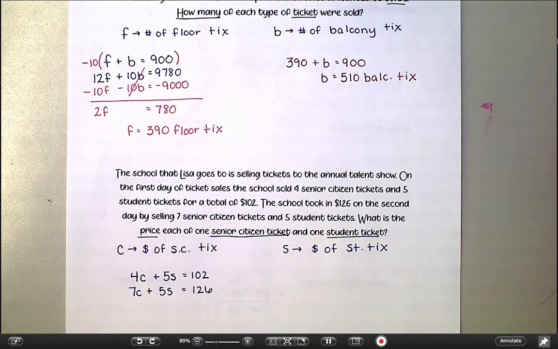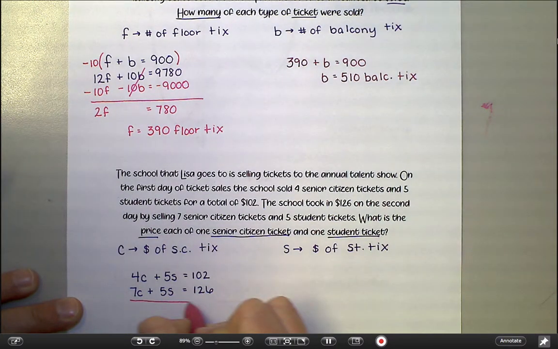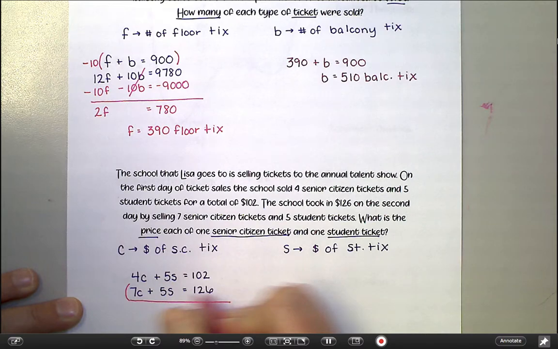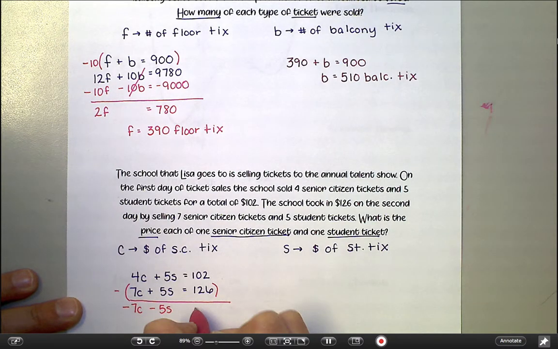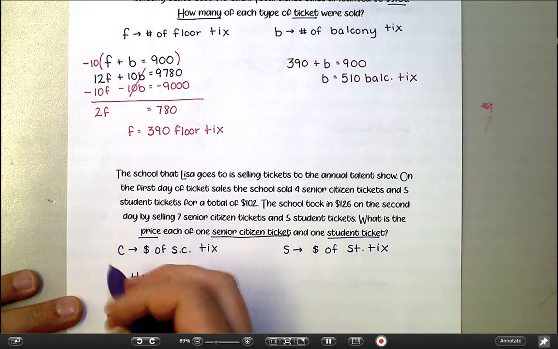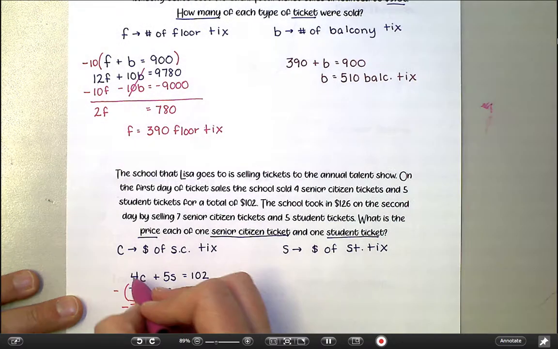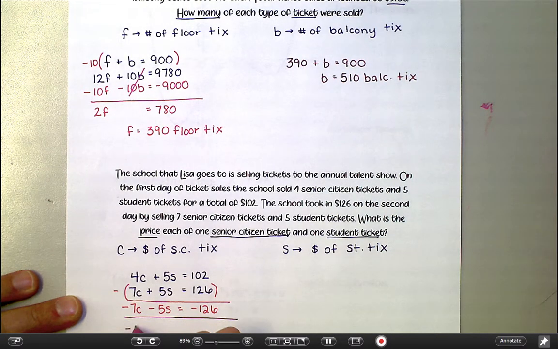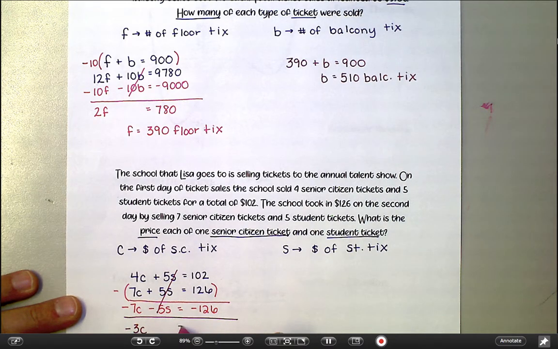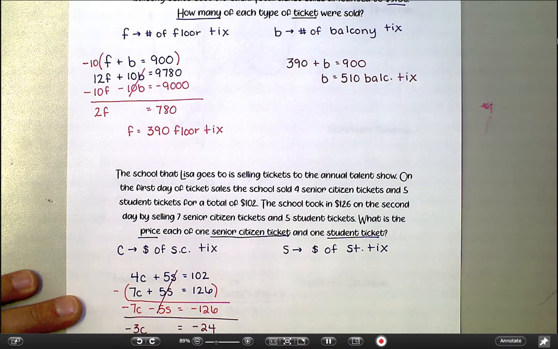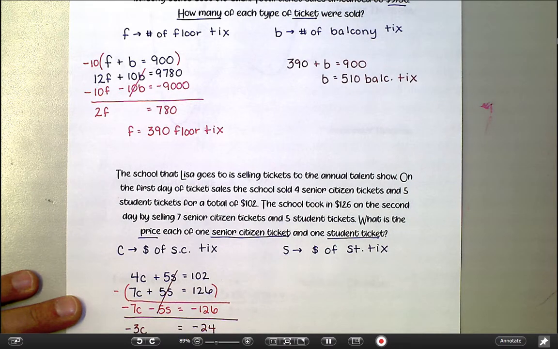Okay, so just real quickly to solve this one actually is pretty nice because these are both 5s. So I would just make this equation all negative. I didn't mean to write that line there yet. So this would be negative 7C, negative 5S, and negative 126. Okay? I'm going to add together. So 4 plus negative 7 is negative 3. My S's cancel, and then 102 minus 126 would be negative 24. So the cost of my senior citizen ticket would be $8.